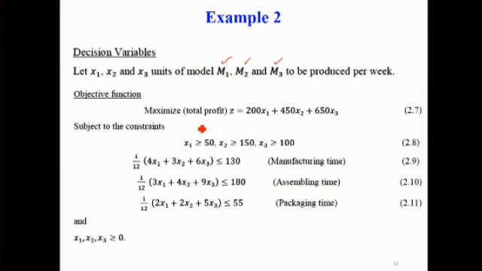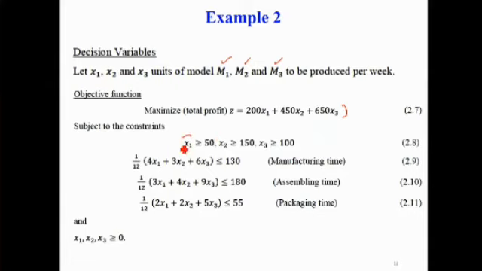So maximum profit will be Z equal to 200 times the number of M1, plus 450 times X2, because we get 450 profit from each M2, plus 650 into X3. Understood? So that is how we find this objective function. So the objective function is done. Now we have to see the constraints.